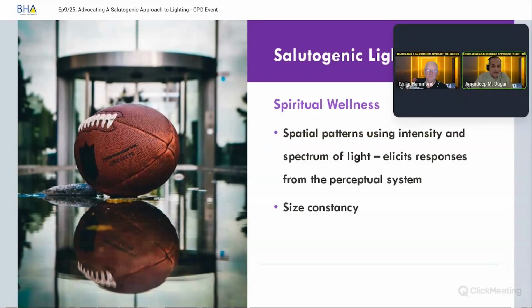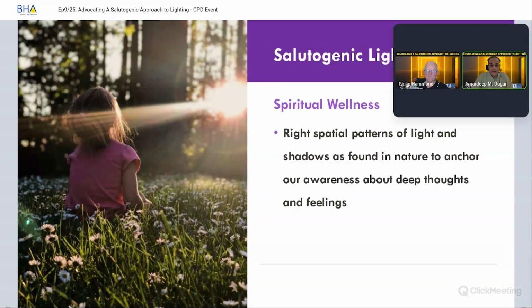Size constancy. You see the football and you think the size of the gate is as small as the football. Or you can look at it the other way: it's a giant size football. So that's shape constancy or size constancy. All of this put together is all about your perceptual system. And here again, you need the right spatial patterns of light and shadows.